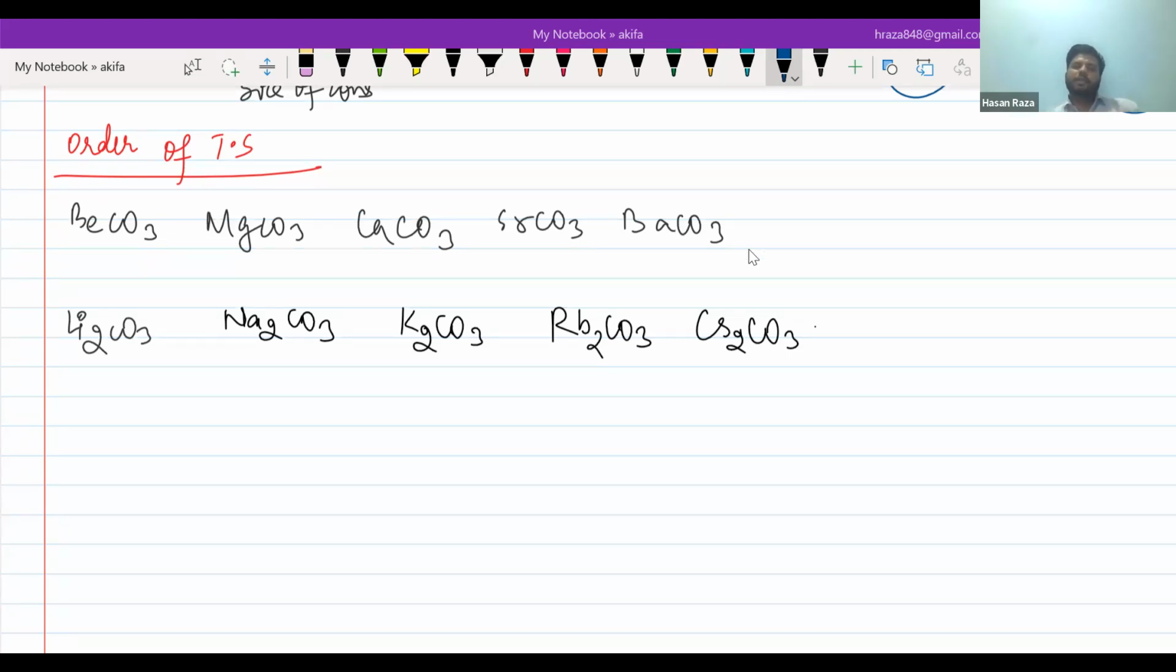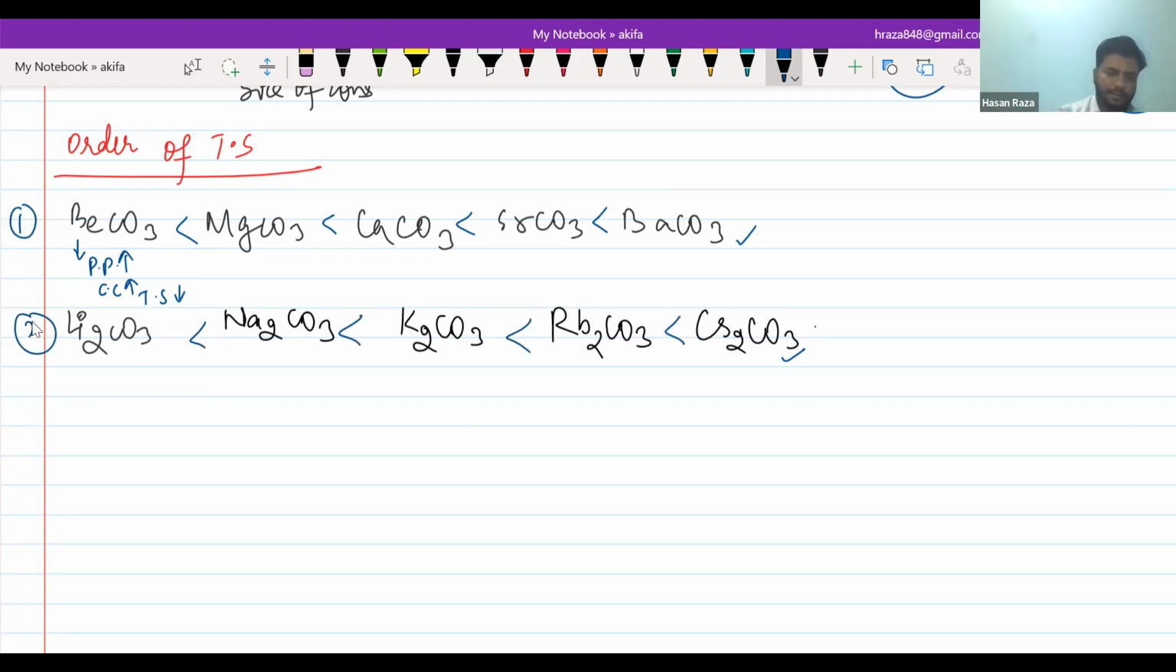concentrate on the anion. You can see that this is a polyatomic anion and this is also a polyatomic anion. For a polyatomic anion, we arrange the order of thermal stability as inversely proportional to polarization. And you know that polarization is inversely proportional to the size of the cation. So here the polarization power is very high. That means covalent character is very high. That means thermal stability is very low. So the order will be like this. In the same way, the order will be like this for the second one, right?